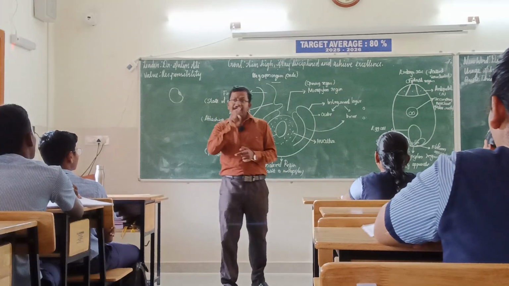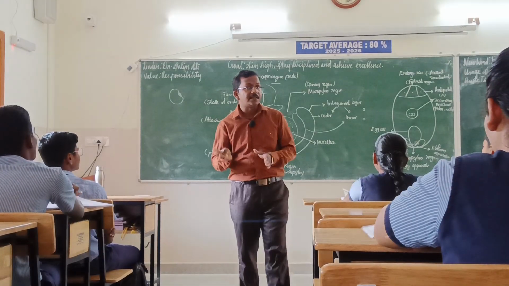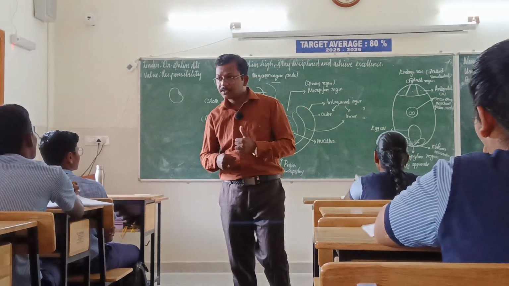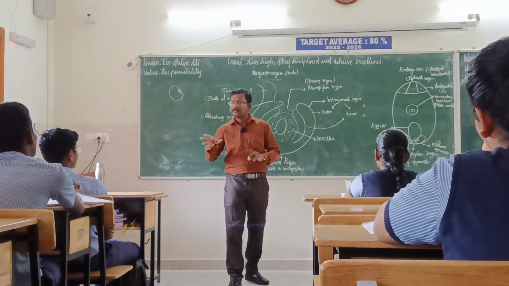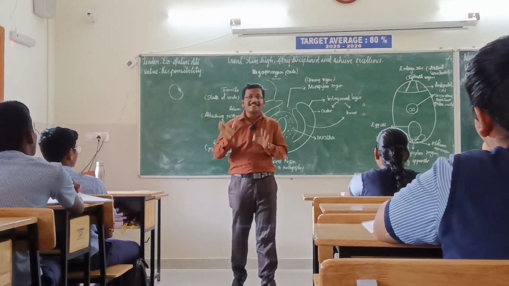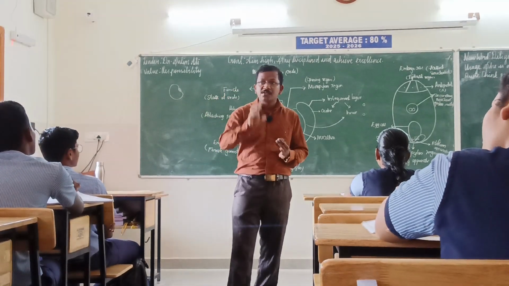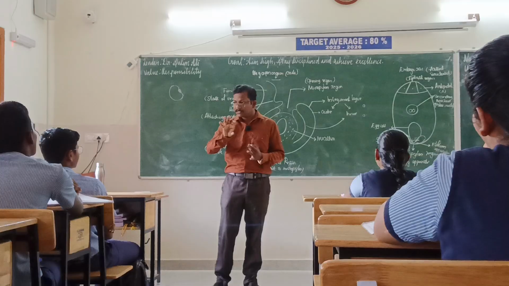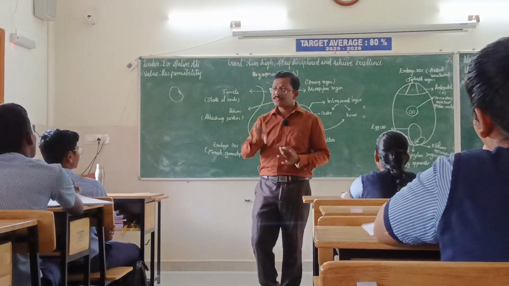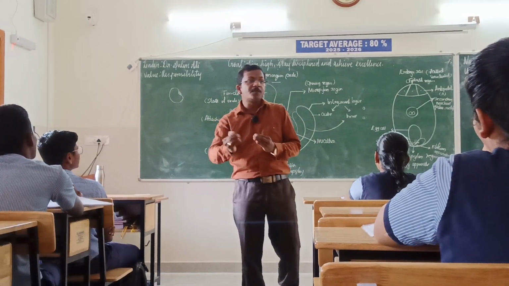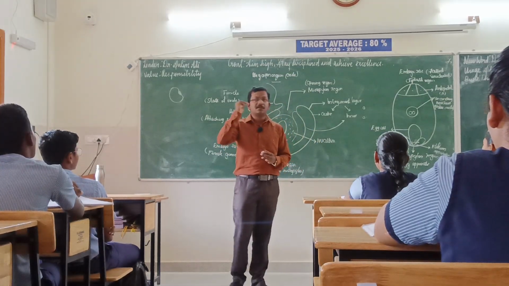So how many layers are there in the pollen grain? Two layers are there. The outer layer is the exine, the inner layer is the intine. How many cells are there in the pollen grain? Two cells are there. Generative cell and vegetative cell, isn't it? Which one is the largest? Vegetative. The smallest one is generative, isn't it? The generative cell is able to produce male gametes, right? So inside the microspore, the generative cell produces male gametes.